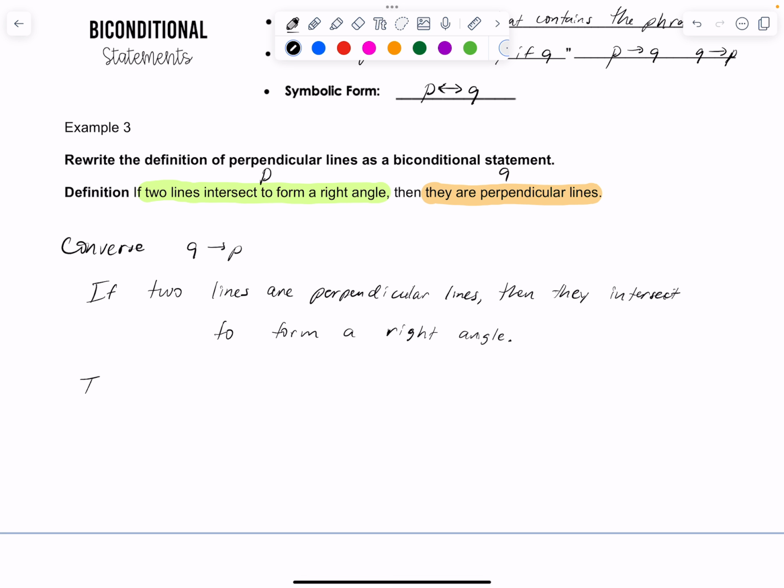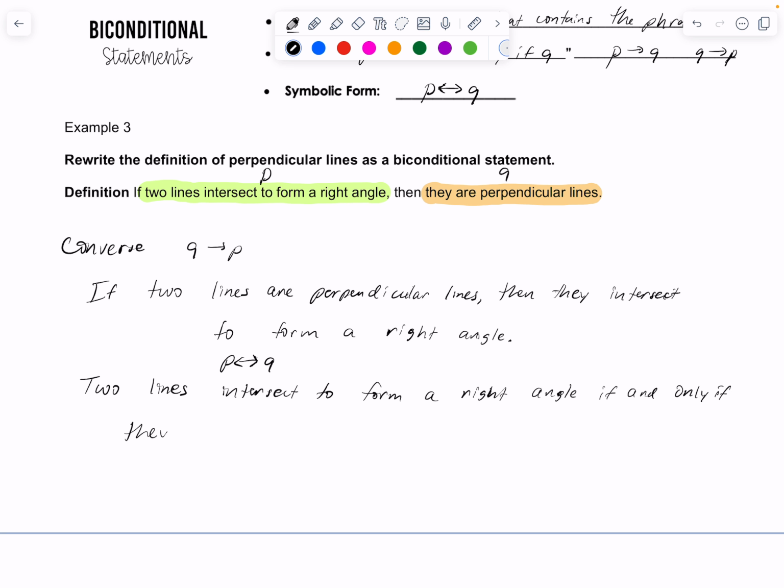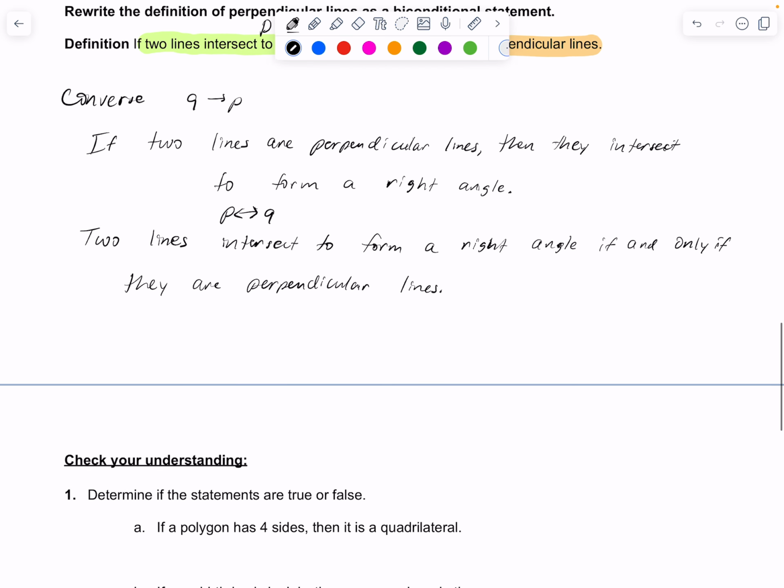So I'm going to go back to my P and Q. Right, so the idea is I'm about to write P if and only if Q, okay? So two lines intersect to form a right angle if and only if they are perpendicular lines. Okay, so that's it for the stuff I wanted to cover.